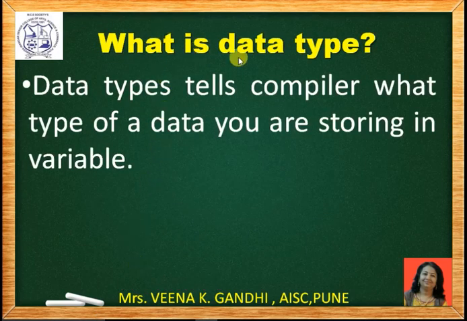So what is a data type? It tells the compiler what types of data you are storing in a variable, what types of data you want to store in a variable, a character, real number, integer number, like that.